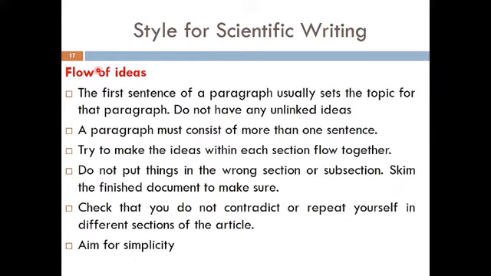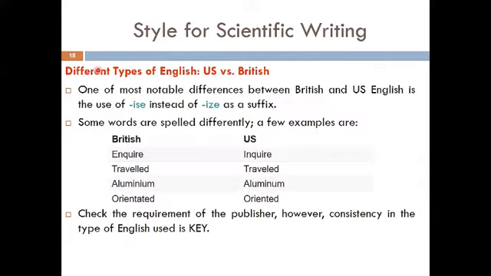Then make sure that you have a flowing idea, especially your first sentence of a paragraph usually sets the topic of the paragraph, and do not have any unlinked ideas. Now, a paragraph must consist of more than one sentence, and try to make the ideas within each section flow together, because your writing must maintain a logical flow. And then do not put things in the wrong section or subsection. Then check that you do not contradict or repeat yourself in different sections of your article, and often aim for simplicity.